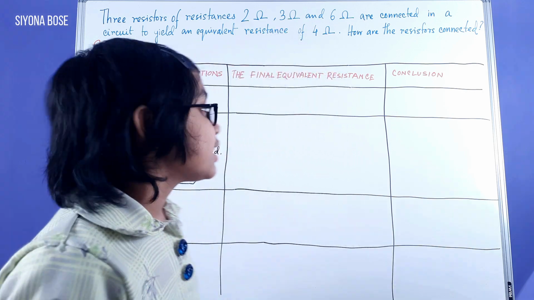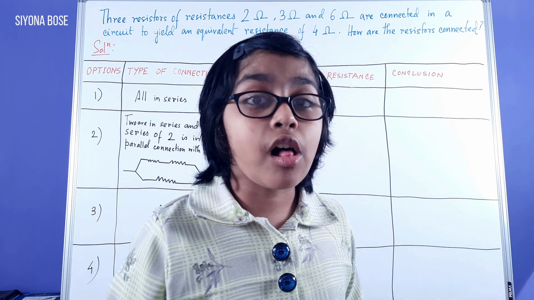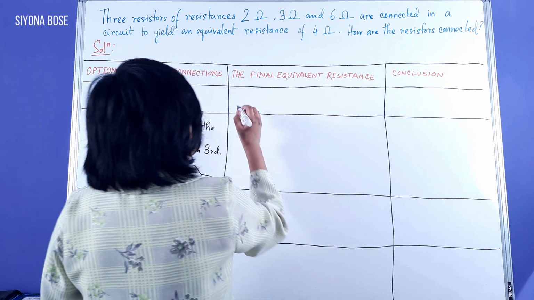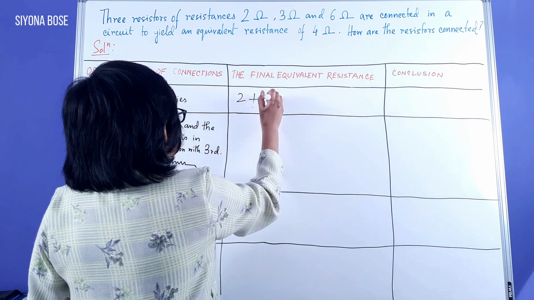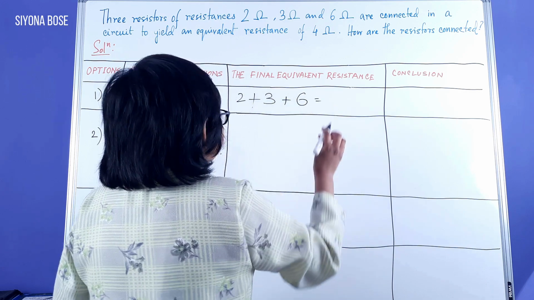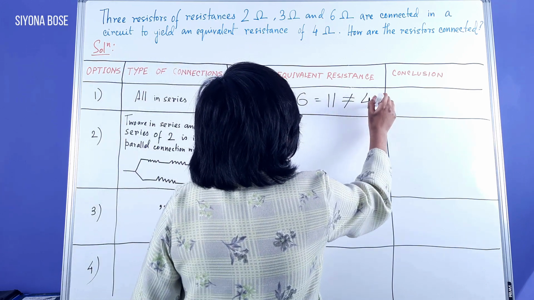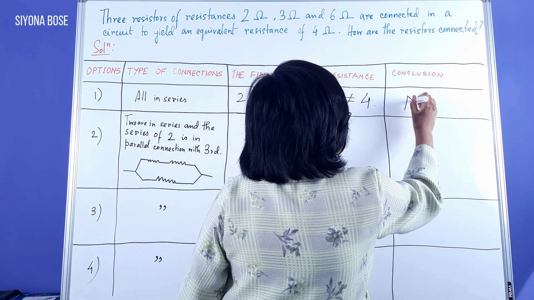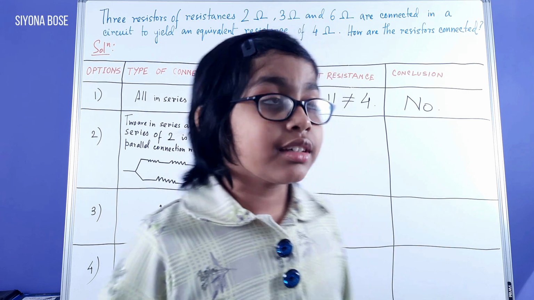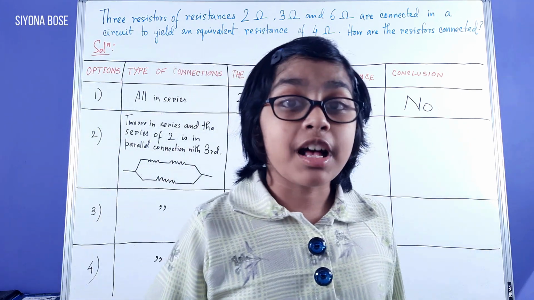At that moment, to get the equivalent resistance, we have to just add up all the resistances. Like here we have 2, 3, and 6. 2 plus 3 plus 6 equals 11, which is unequal to 4. Hence our conclusion is no. We can't take this connection because it's unequal to 4. Okay, moving on to our next possibility.